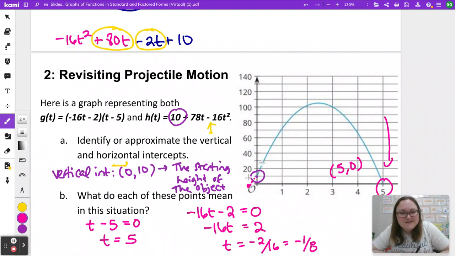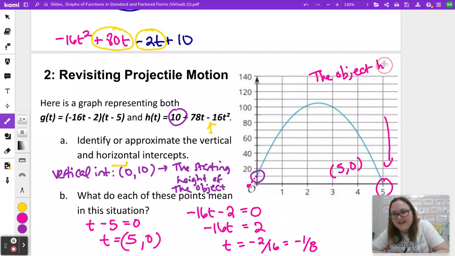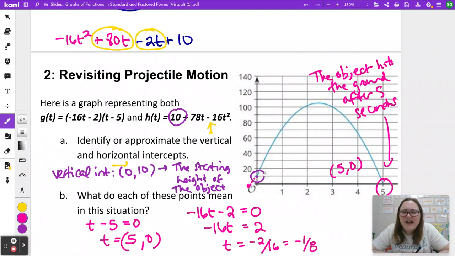So we've got our horizontal intercept is at, I'm going to write this as a point, (5, 0), and it means the object hits the ground after 5 seconds. You can say the height of the object is 0, but that sounds kind of weird to me. Like if you leave school, you leave math class, and there's something on the ground, you're not going to say, yes, it is at a height of 0. You're just going to say it's on the ground.